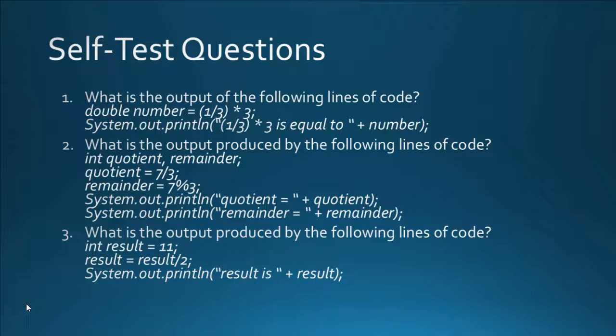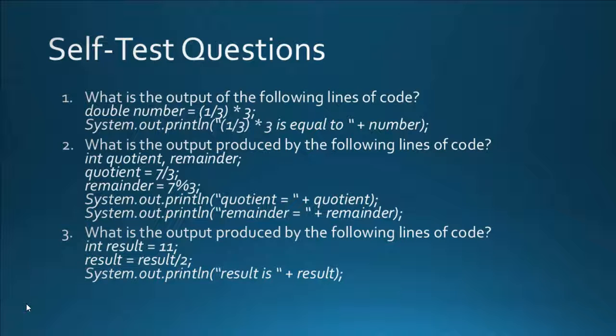Number 2. What is the output produced by the following lines of code? Int quotient, remainder. Quotient equals 7 divided by 3. Remainder equals 7 mod 3. System.out.println, quote, quotient equals, quote, plus quotient. System.out.println, quote, remainder equals, quote, plus remainder.